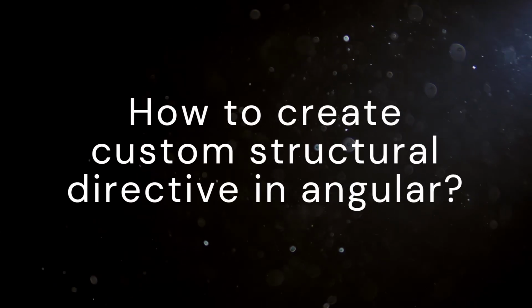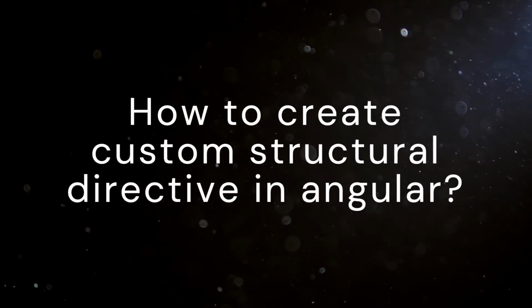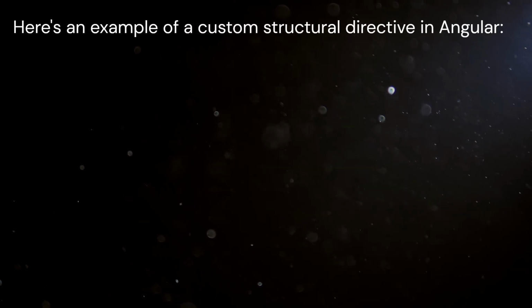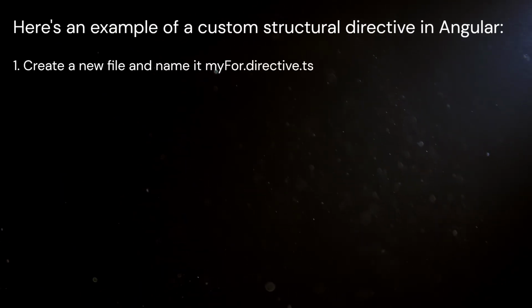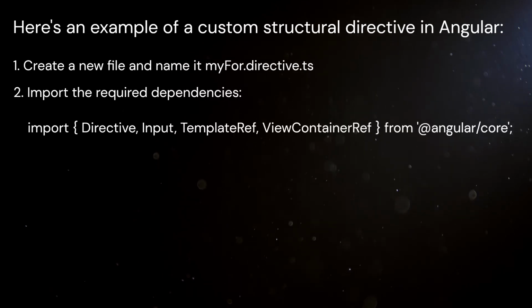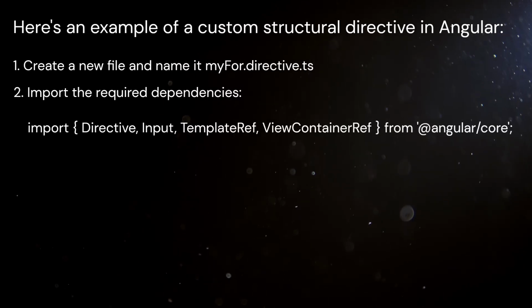How to create custom structural directive in Angular? Here is an example of a custom structural directive in Angular. Step 1. Create a new file and name it myfor.directive.ts. Step 2. Import the required dependencies.